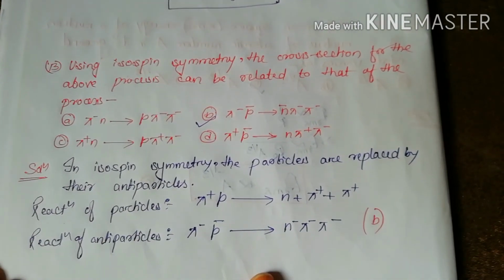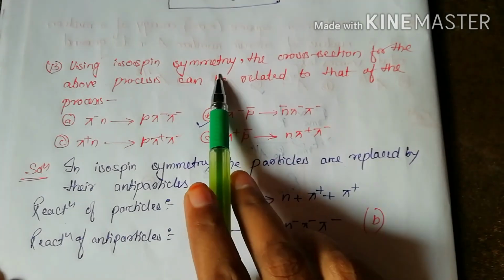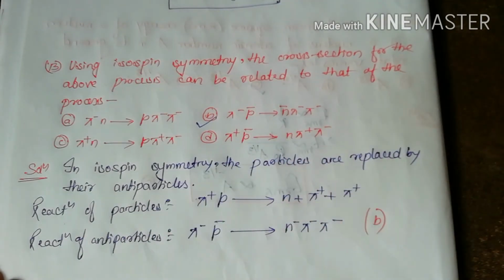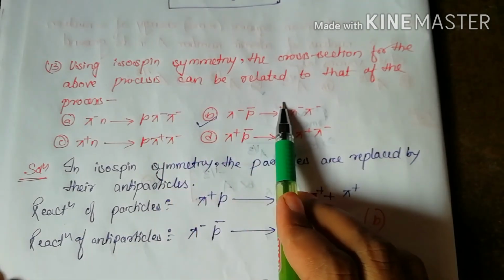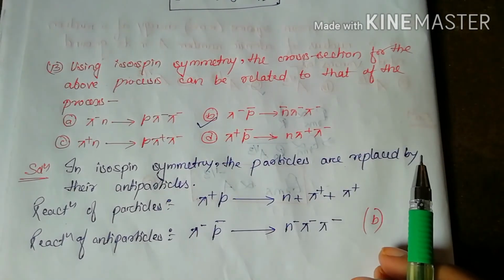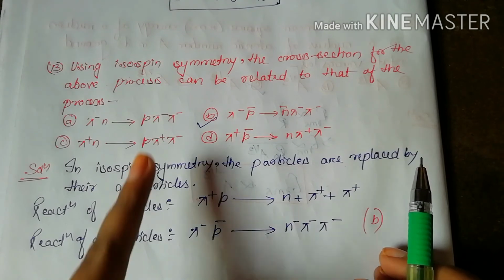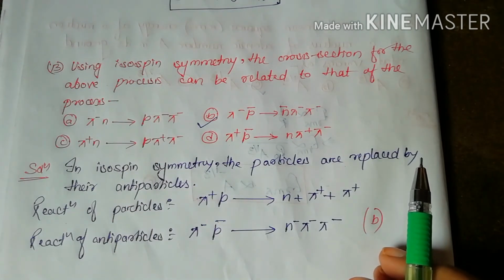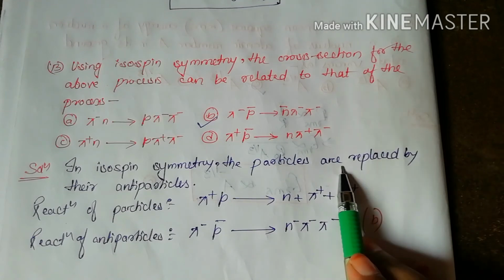So here we are having that using the isospin symmetry, the cross section for the above process can be related to that of the process. Means using the isospin symmetry, we have to relate the cross section for the above process to these four equations. Firstly I would like to say here, whenever we are talking about isospin symmetry, we have to always remember that for isospin symmetry, the particles are always replaced by its antiparticles.